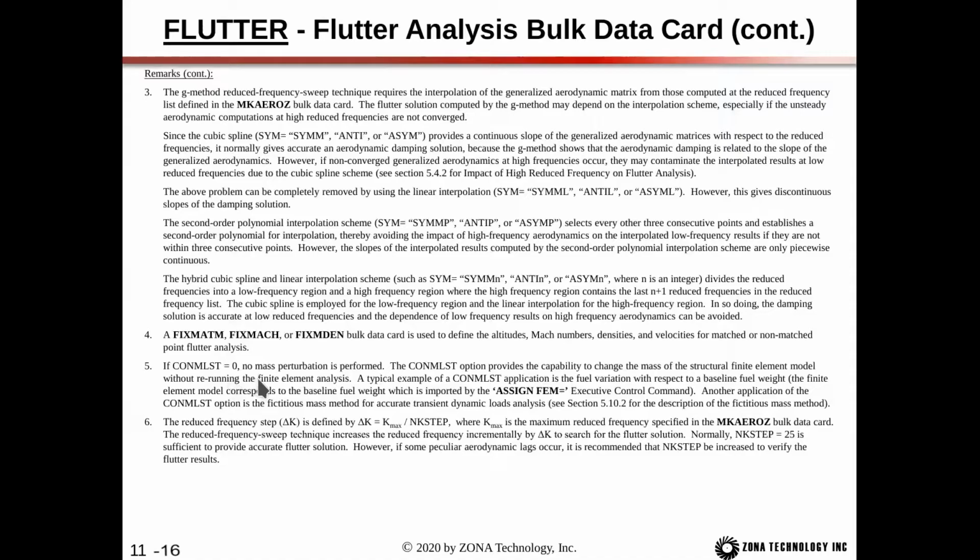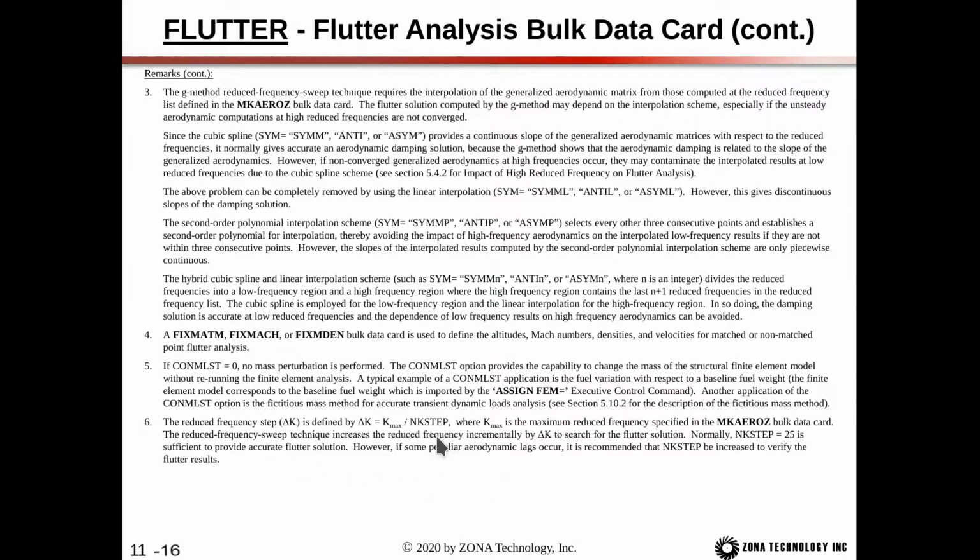For the CONM list, if it's 0, no mass perturbation is performed, but if we do refer to this card, then we can change the mass of the structural finite element model without rerunning the finite element analysis. A typical example here is fuel variation with respect to a baseline fuel weight, where the finite element model corresponds to the baseline fuel weight, which should be the full fuel, which is imported by a SIN FEM. Another application of the CONM list is the fictitious mass method for accurate transient dynamic loads analysis.